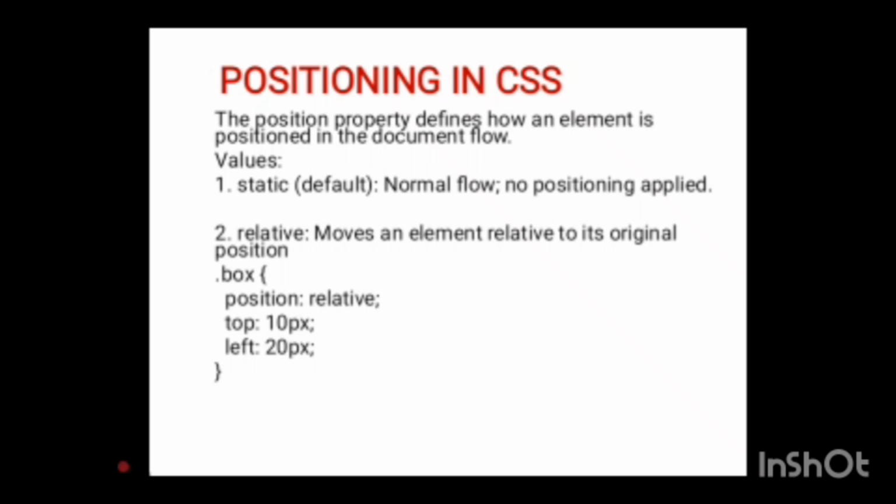The second position is relative. Relative moves an element relative to its original position. For example, we have the .box element. Under that, we are going to have the position as relative, top 10 and left 20 pixels. So all these are the positions that our elements can have.